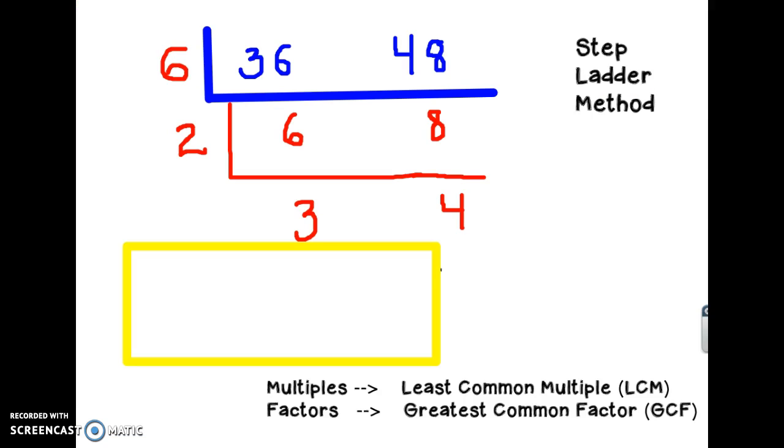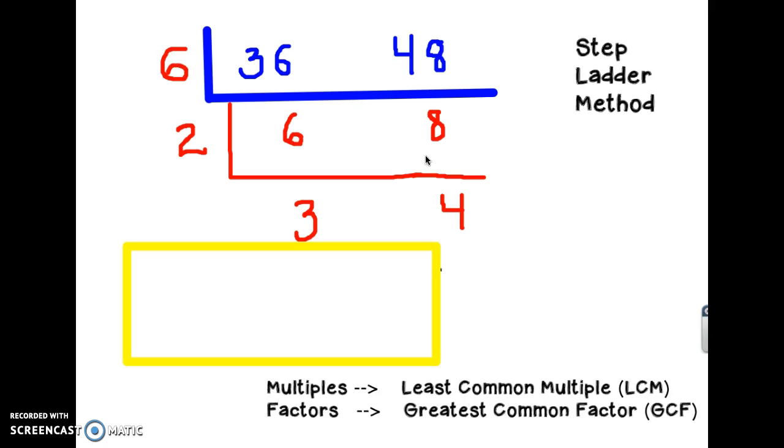And finally, we learned from Jerry about something called the step-ladder method, which is just an easy way to find your least common multiple and greatest common factor. If I'm given the two numbers, 36 and 48, I ask myself, what number could I divide out? So I take out 6. 36 divided by 6 is 6. 48 divided by 6 is 8.